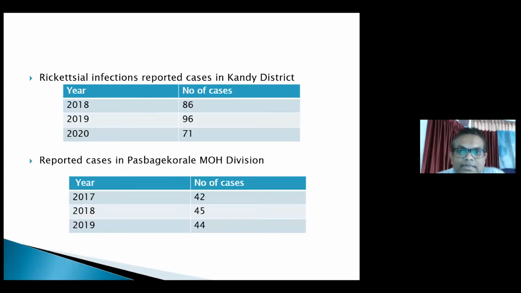Now, this slide shows you some data about our Kandy district and Nawalapitiya MOH division. In 2018, there were 86 cases in Kandy district, in 2019, 96, and in 2020 up to now, 71 cases. When it comes to our MOH division, we had 42 cases in 2017, then 45, 44 like that. But if you compare with the Kandy district in 2019, almost half of the cases were reported from our area. So that gives some idea that we are seeing quite a number of cases of rickettsial infection.